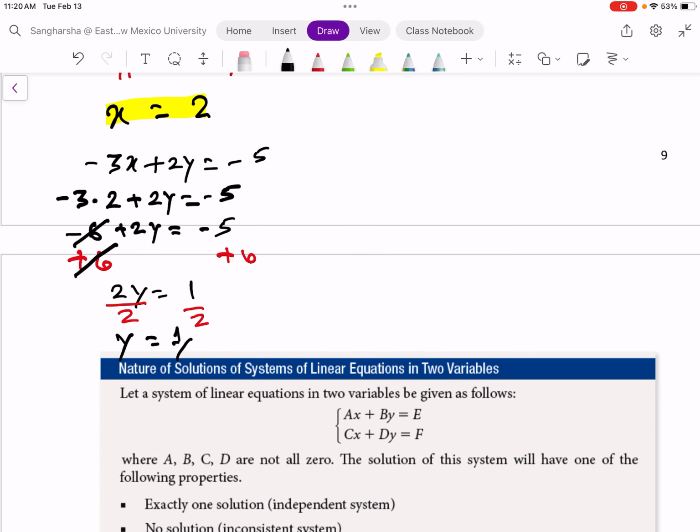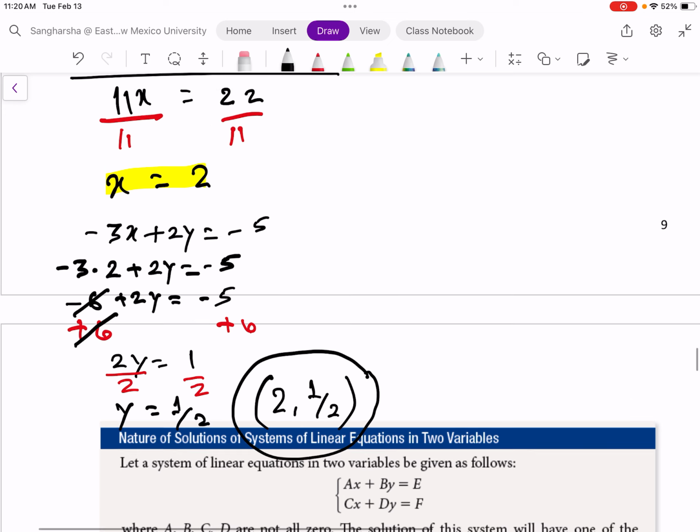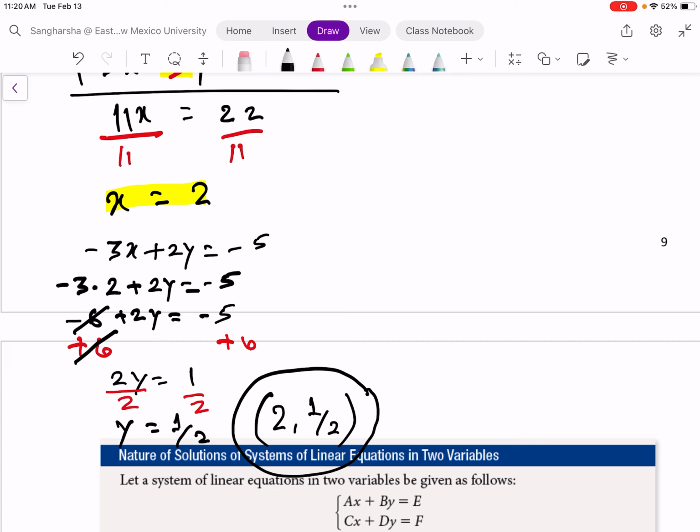And you write down x and y together in an ordered pair. So your x is 2, y is 1/2 inside the parentheses, and this is the solution for this system of linear equations. It means when we draw a graph for each of these linear equations, we get the common point (2, 1/2). Okay, these two lines intersect at this point (2, 1/2). So this is the intersecting point for these two lines.